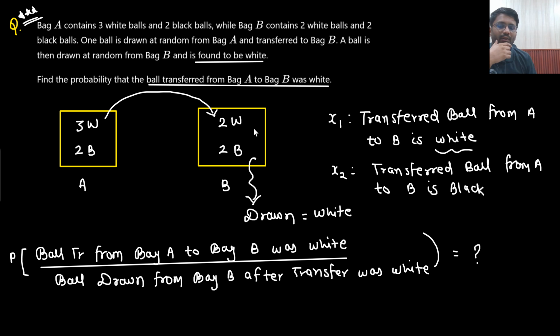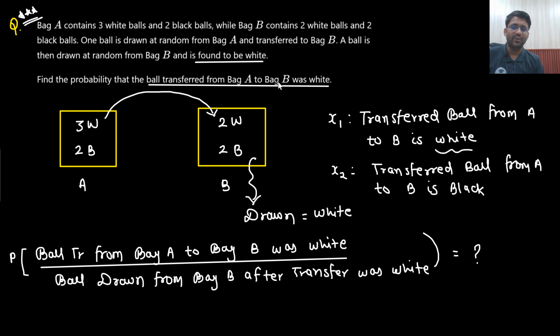Drawing a white ball or a black ball will depend on what kind of ball is transferred. That means from bag A, a white ball is transferred, probability 3 by 5. From bag A, a black ball is transferred, probability 2 by 5. Then the probability of drawing a white ball such that a white ball was transferred is 3 by 5. The probability of drawing a white ball such that a black ball was transferred is 2 by 5.